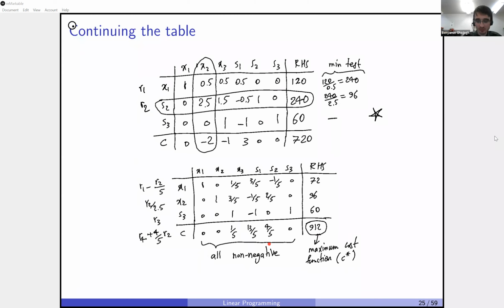We are at the best extreme point, and this is the maximum cost function. This is the C star. When we usually say a star, it means that the optimum, right? This is the cost which is optimum. And you can see 912 is the actual maximum of that function conditioned on those constraints. Okay.